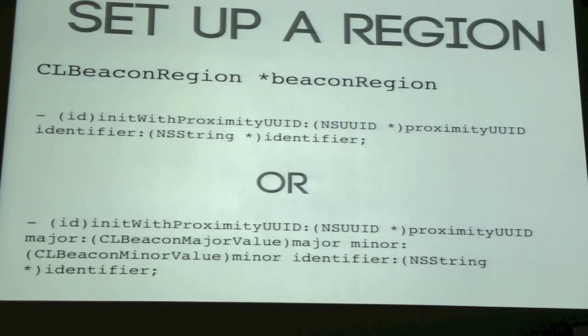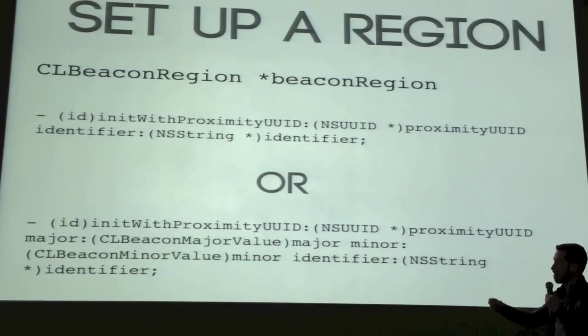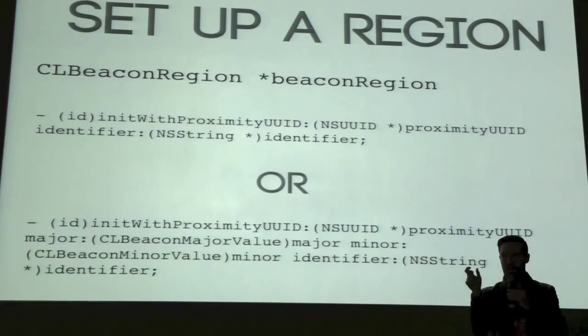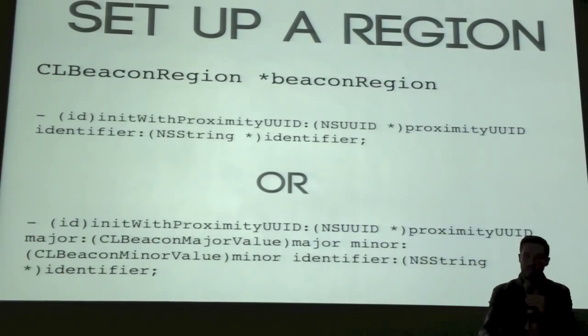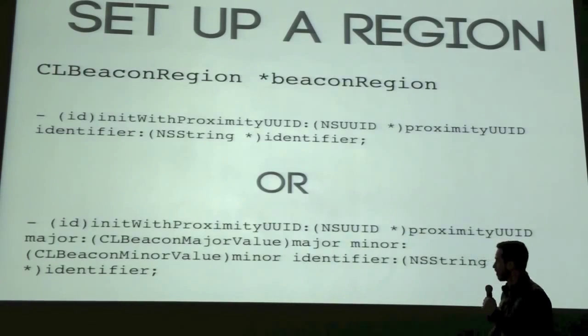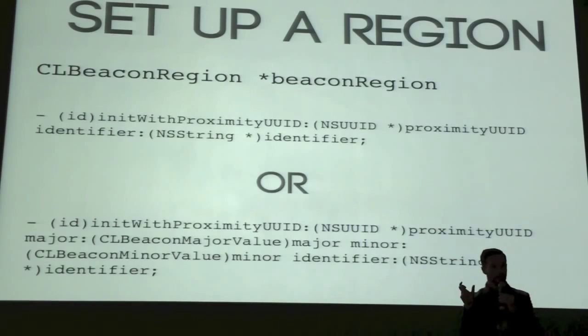You've got to pass in some values to initialize that region. You need to pass in the UUID, that unique ID of that beacon, as well as its major and minor values. So just more numbers that tell you what that beacon is. Instead, you could also just set it up with only the UUID.